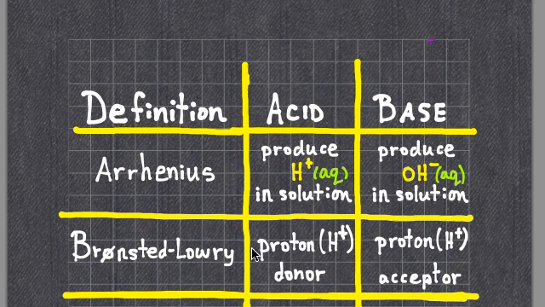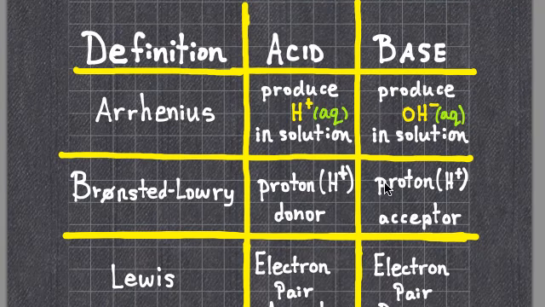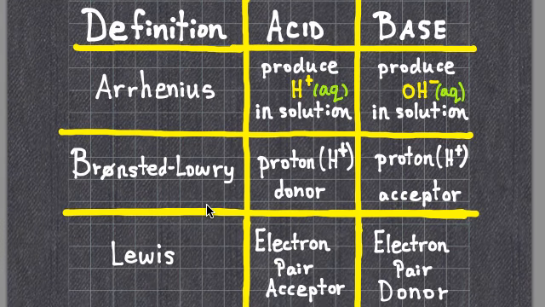Another definition, the Bronsted-Lowry definition, focuses on protons. Proton donor, proton acceptor. But basically the proton is the hydrogen ion. I'll say more about that in just a second. So in a way, this is a twisted version of the first, but it perhaps could apply in other situations where the first wouldn't.